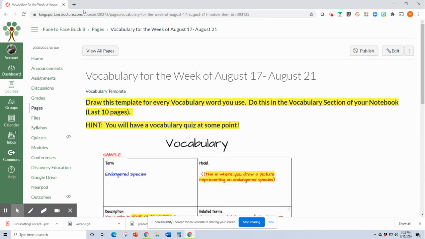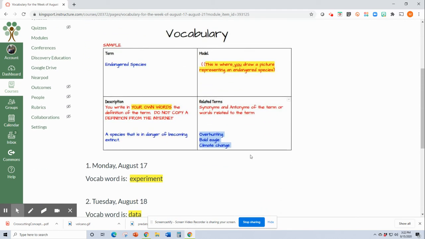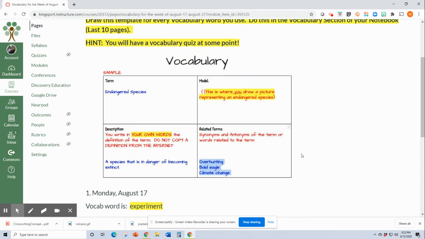And voila, here's your vocabulary for this week. And again, same type of thing. This time you should be going to your vocabulary section. Remember, I asked you to use the last 10 pages in your scientist notebook as your vocabulary section. And so you can date these if you want. What's really more important is that you understand that we give vocabulary quizzes, and we expect you, remember we did a practice one, we expect you to draw this template. This is what you'll use for every single vocabulary word.